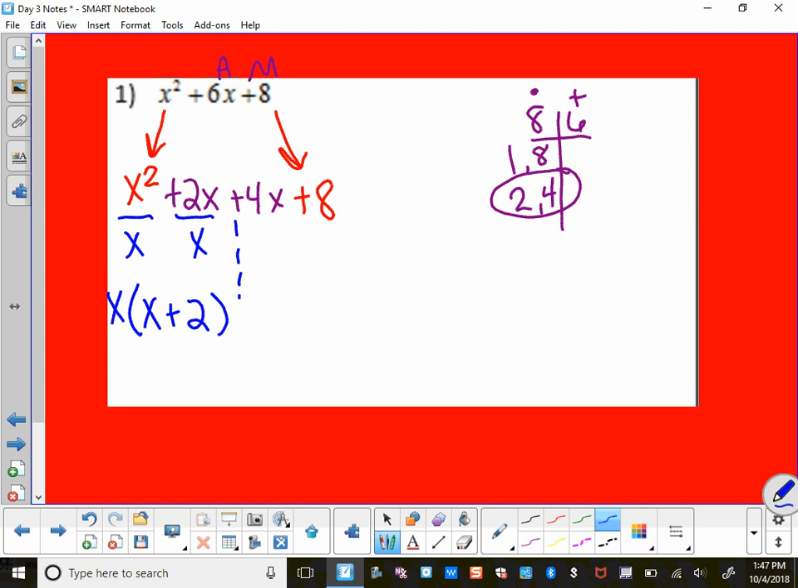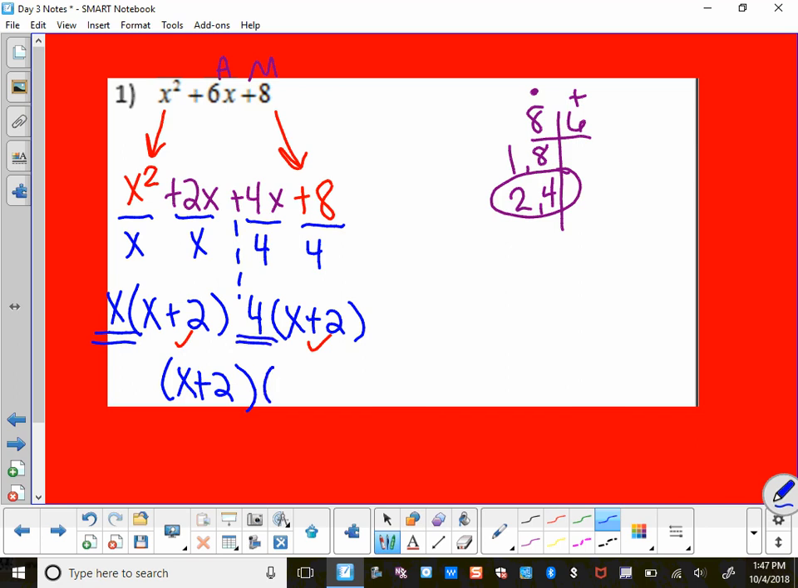On the right side, what's my GCF? 4. So I get x plus 2. Do I have matching parentheses? Yes, I know I'm doing it right so far. So my answer is x plus 2, and my GCFs also become a factor, x plus 4. Okay? You guys remember that? Yeah. Alright, now for the fun part.